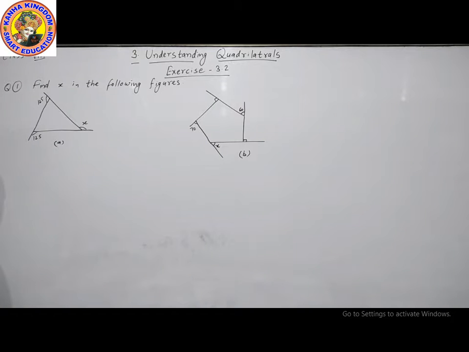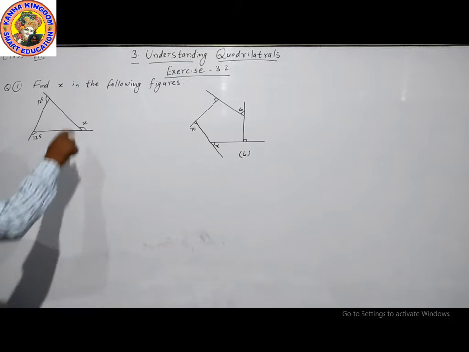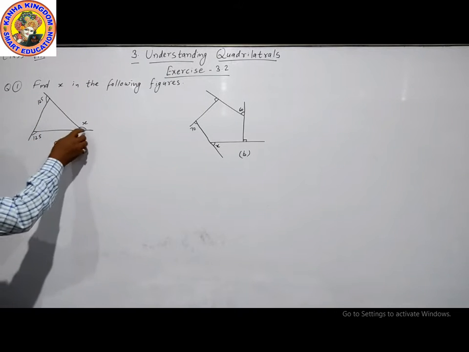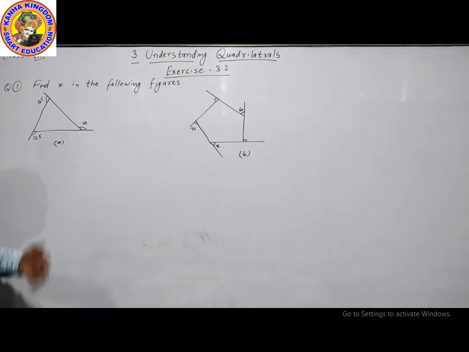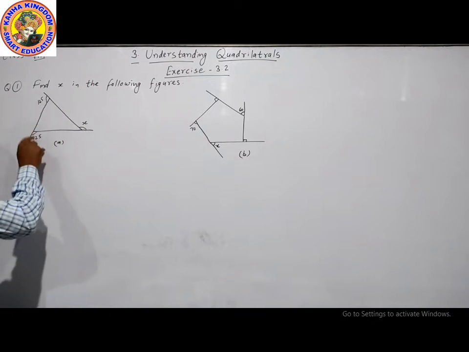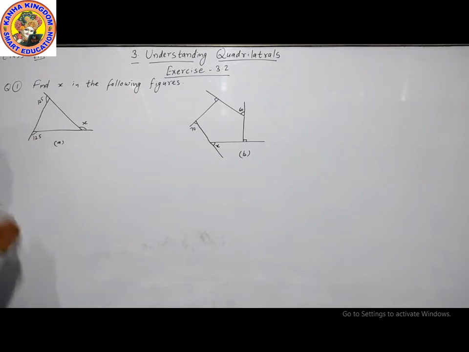Find the value of x. The first figure is a triangle. X, 125, 125. These angles are outside of that triangle, so these angles are called exterior angles. The exterior angles are x, 125, 125. The sum of the exterior angles in any polygon is equal to 360 degrees.